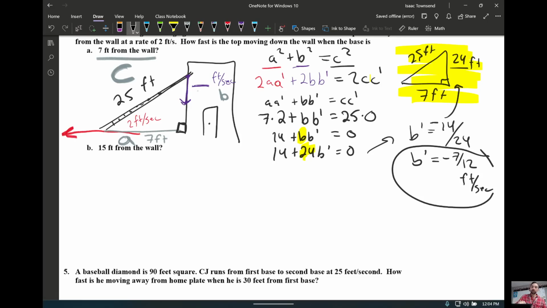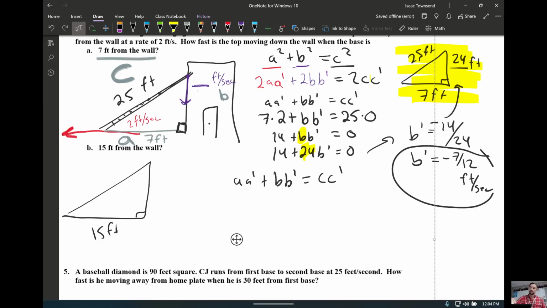Okay, now if it was 15 feet from the wall, if this was 15 feet, but everything else is the same, I just want you to see that as almost identical work. You're still going to start off with Pythagorean theorem. You're still going to take the derivative with respect to time. You're still going to divide everything by 2. A prime is still 2, but now A is 15. We still don't know B. B prime is what we're solving for. C is still 25. The length of the ladder is still not changing, 0.